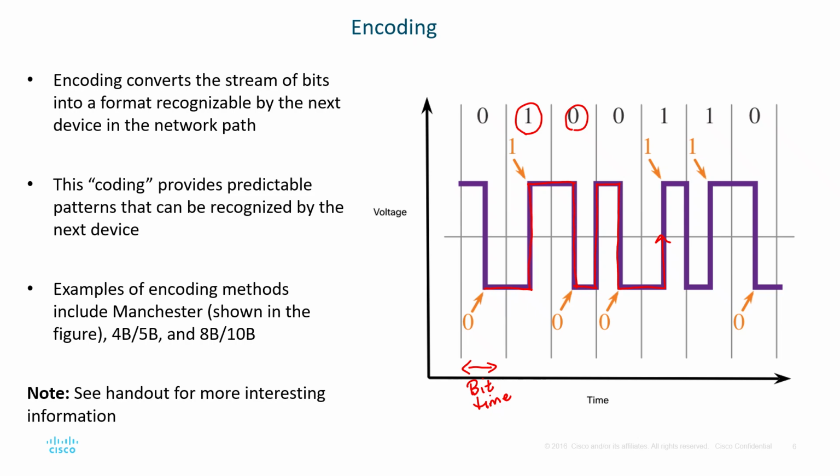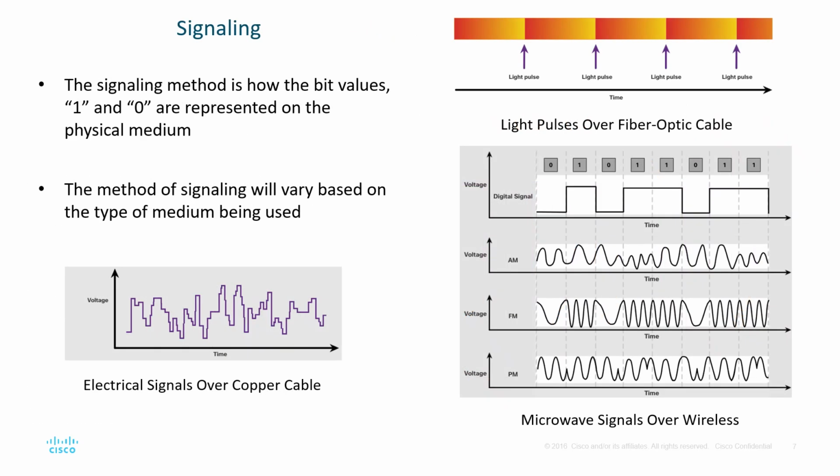4B/5B takes 4 bits and makes it a 5-bit encoding. Likewise with 8B/10B, it takes 8 bits and encodes it as a 10-bit series. Now again, graphical representation for us.